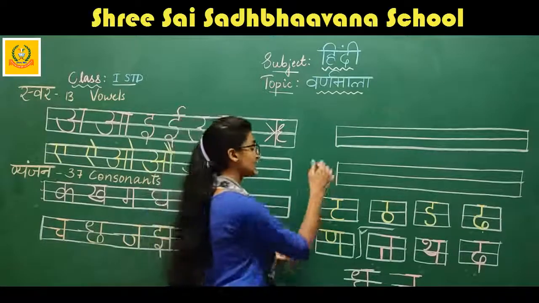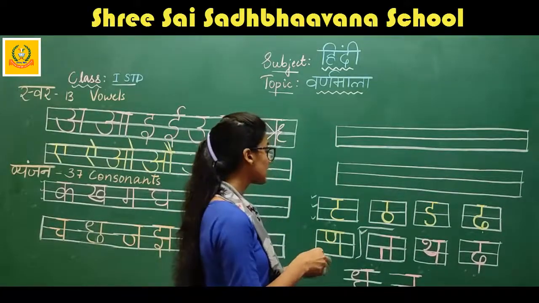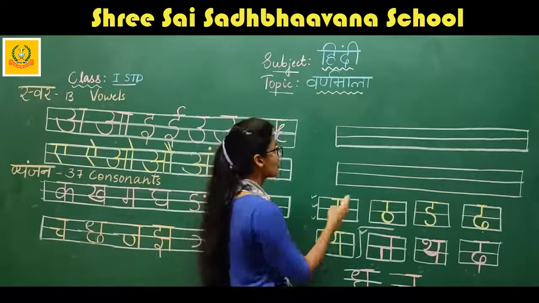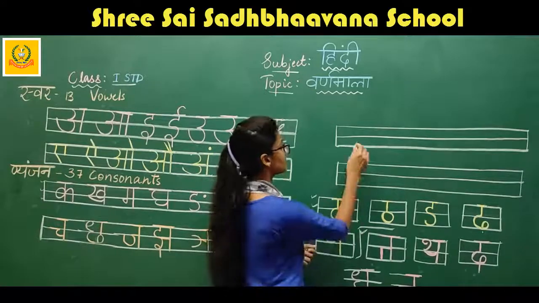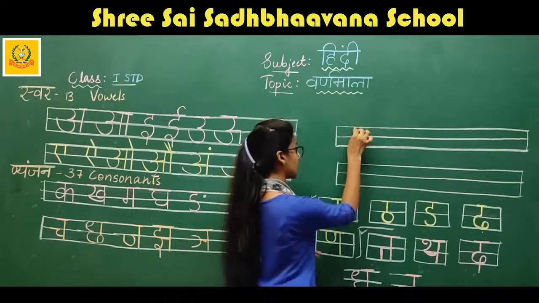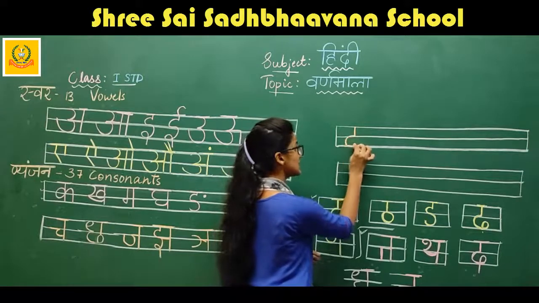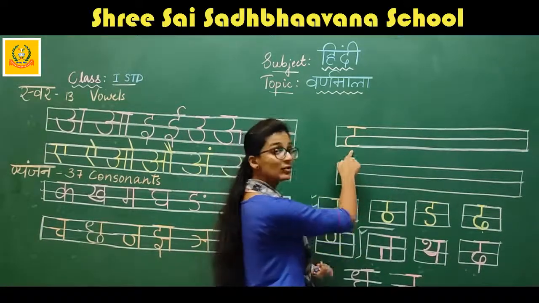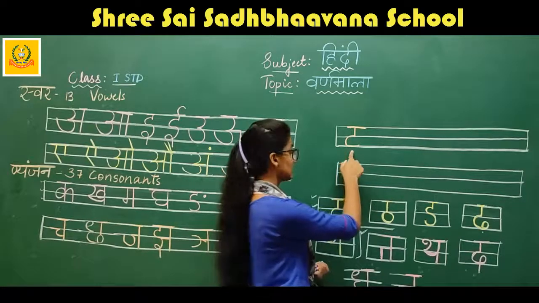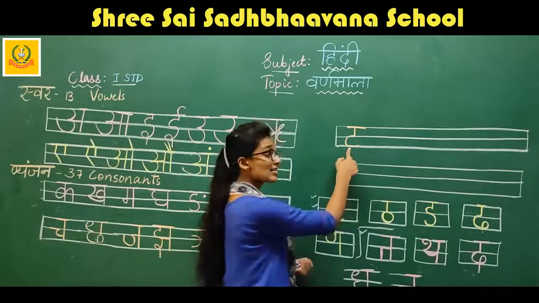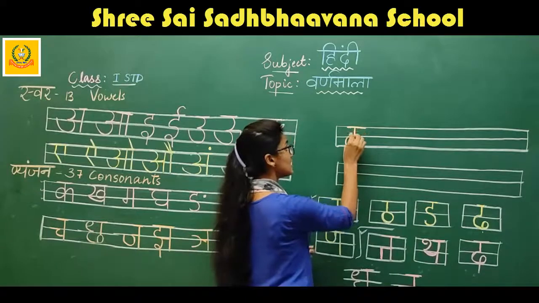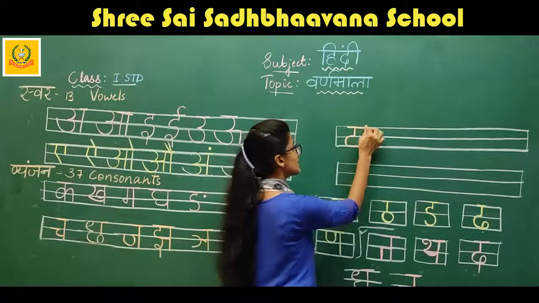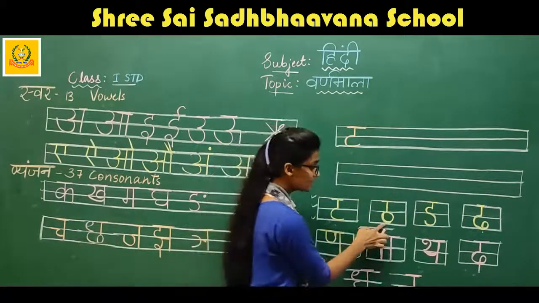So let us write it in the box. How to write tavarg? So first, how to write ta? One standing line, one C, and one sleeping line. Ta. What is this? Ta. This is tongue. Ta says tongue. Next, this tha.